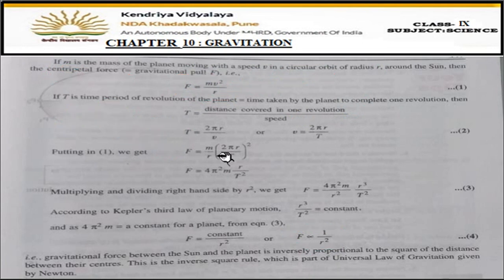Fine. Now put the values. The distance covered in one revolution means 2 pi r because it's a circular orbit. The circumference of the circle is 2 pi r. So 2 pi r is the distance covered upon the speed, and speed is v. Now here we can find v. So v is equal to 2 pi r upon T. Shift this v to that side and T to this side. So v is equal to 2 pi r upon T.